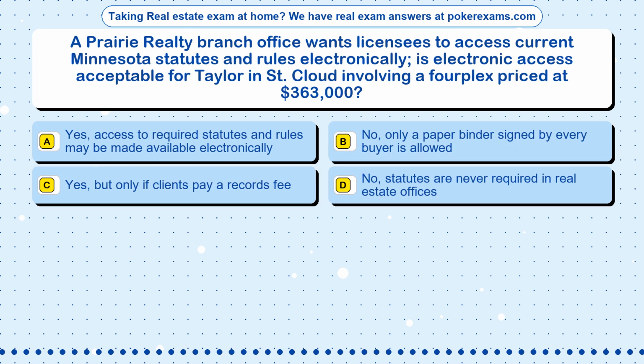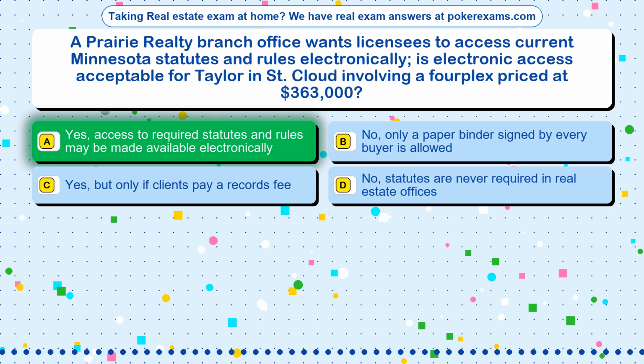Question 37. A Prairie Realty branch office wants licensees to access current Minnesota statutes and rules electronically. Is electronic access acceptable for Taylor and St. Cloud involving a fourplex priced at $363,000? Option A. Yes, access to required statutes and rules may be made available electronically. Option B. No, only a paper binder signed by every buyer is allowed. Option C. Yes, but only if clients pay a records fee. Option D. No, statutes are never required in real estate offices.